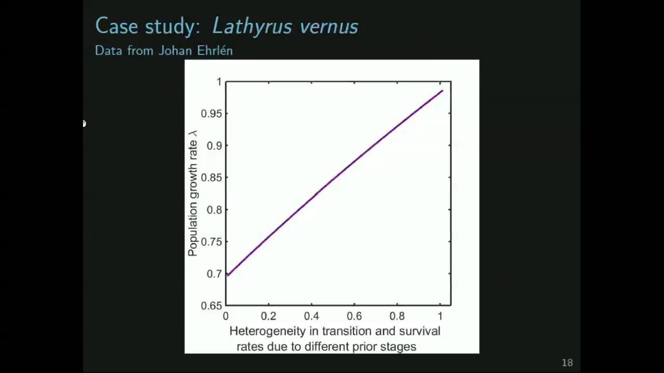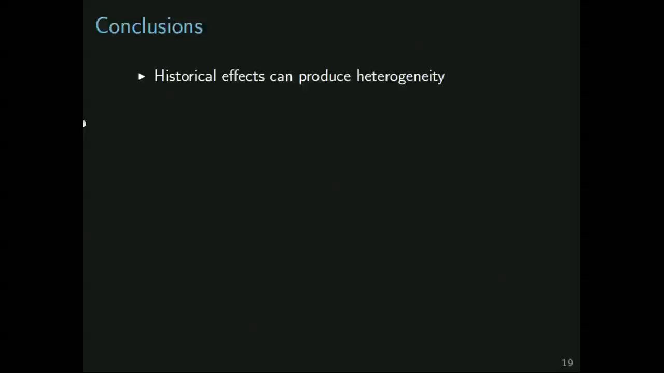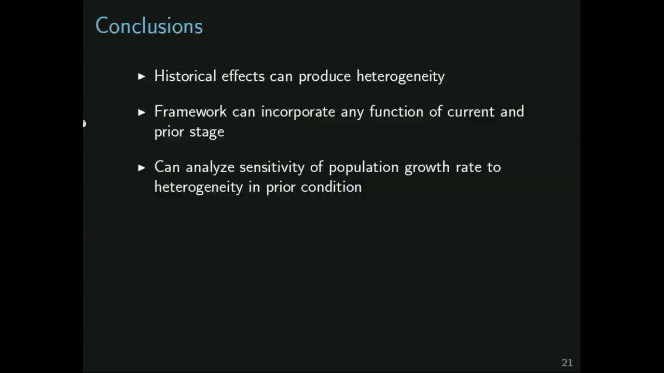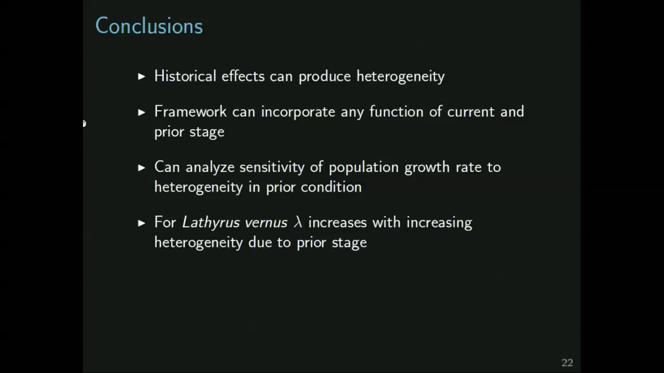So what I'd like you to remember from this talk is that historical effects can produce heterogeneity. Our framework can incorporate any kind of function of prior stage and current state. We can analyze the sensitivity of population growth rate to this level of prior stage dependence. And for the case study, we found that lambda increases. We have to try this for a lot more species to figure out whether that's a general trend or a fluke. So thank you very much for listening.